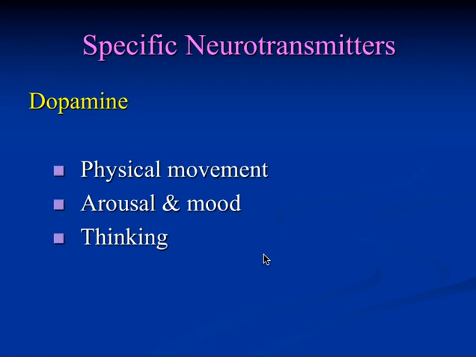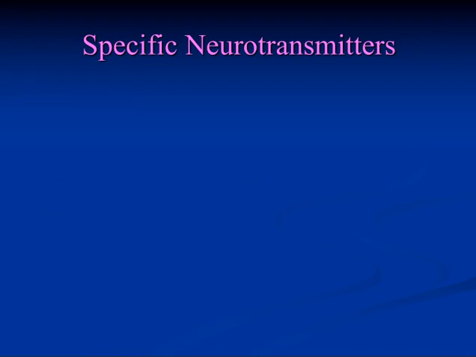So the system is actually quite elaborate. It's not just that there's one specific type of receptor, there are different types of receptors. That's why it can do all these different things in the nervous system depending on where it's working. So let's look at dopamine agonists.